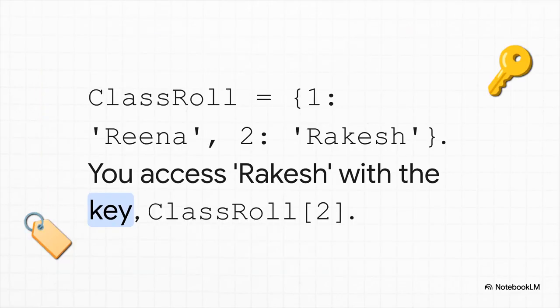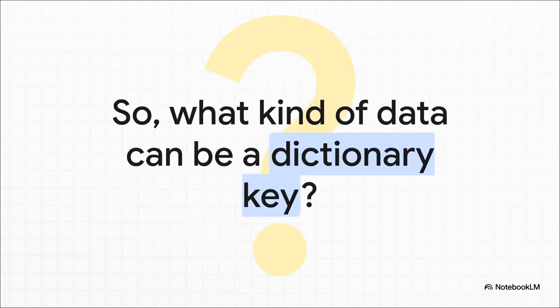Check out this class role here. To find Rakesh, we're not asking, what's in the second spot? No, we're asking, what's the value for the key 2? We're finding data by its name, not its place in line. And this brings up a really interesting question, right? If we get to make our own keys, what can we use? Can a key be a list? Or maybe another dictionary? What are the rules here?